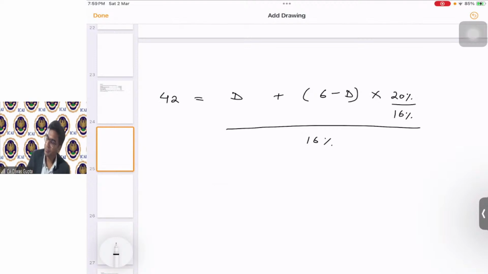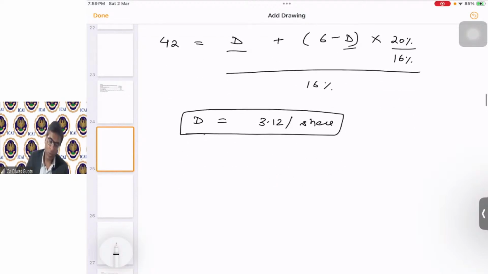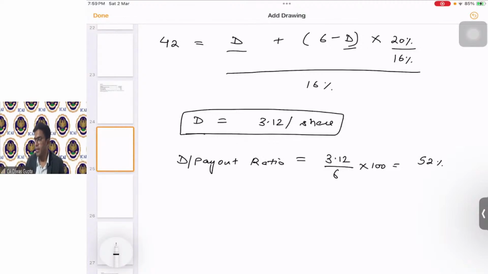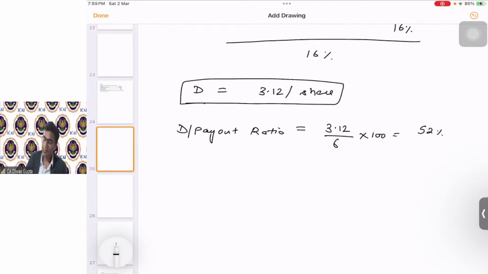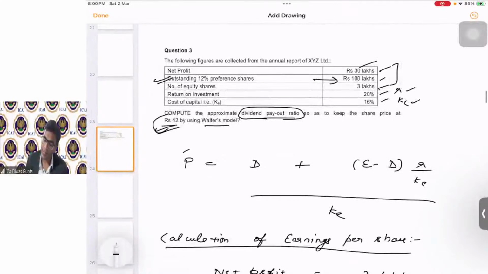So let's find out the D from this equation. D is actually 3.12 per share. So yes, Sanya, your answer is correct. 3.12 per share is the dividend value. So the dividend payout ratio becomes 3.12 divided by 6 into 100. So this is 52%. Yes, Sanya, I understood. Harmisha, your answer is correct. So if they follow a dividend payout ratio of 52%, they will arrive at the price of 42 rupees.